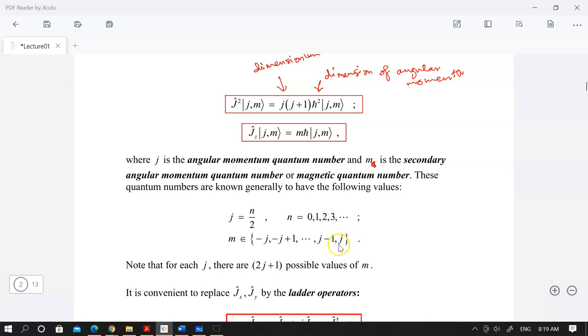So in other words, there will always be 2j plus 1 different values of m for each j. These are supposed to be proven in the first course. If you'd like to see the proof, then probably you need to see my notes, or if Dr. Norisha has already shown this, you can actually prove this.